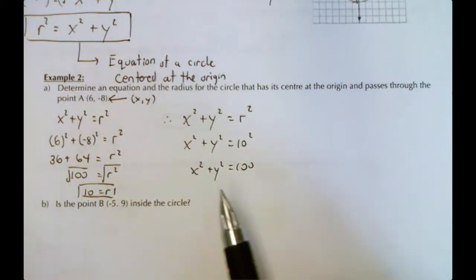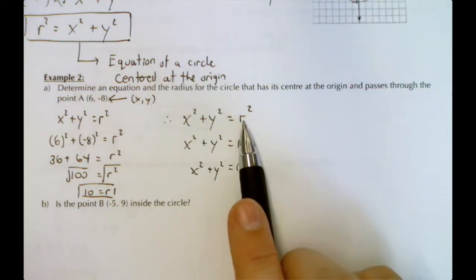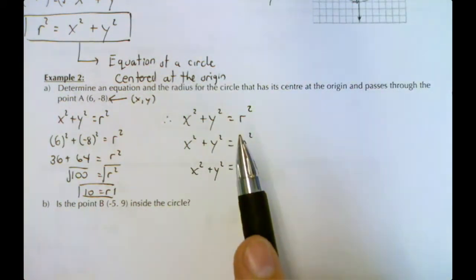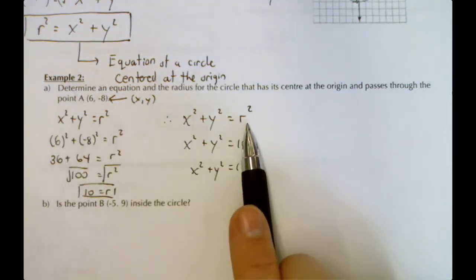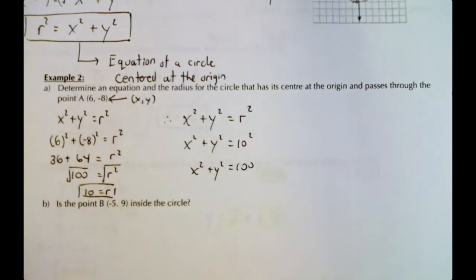Notice the only thing we fill in the equation of a circle is r. If I don't give you r, you have to take a point, fill in x and y, solve for r, then fill in r. And we end up with our equation.